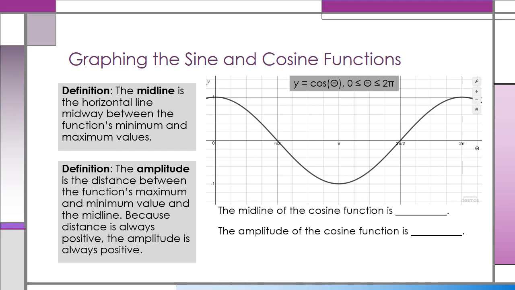All right, so we already know what the midline and the amplitude are, and we determined what those were for the sine function. How about the cosine function? What's the midline? Has anything changed? One way of finding that midline is to look at your highest point and your lowest point, and then meet those in the middle. So I think that we are still at y equals 0, and I think our amplitude is still 1.